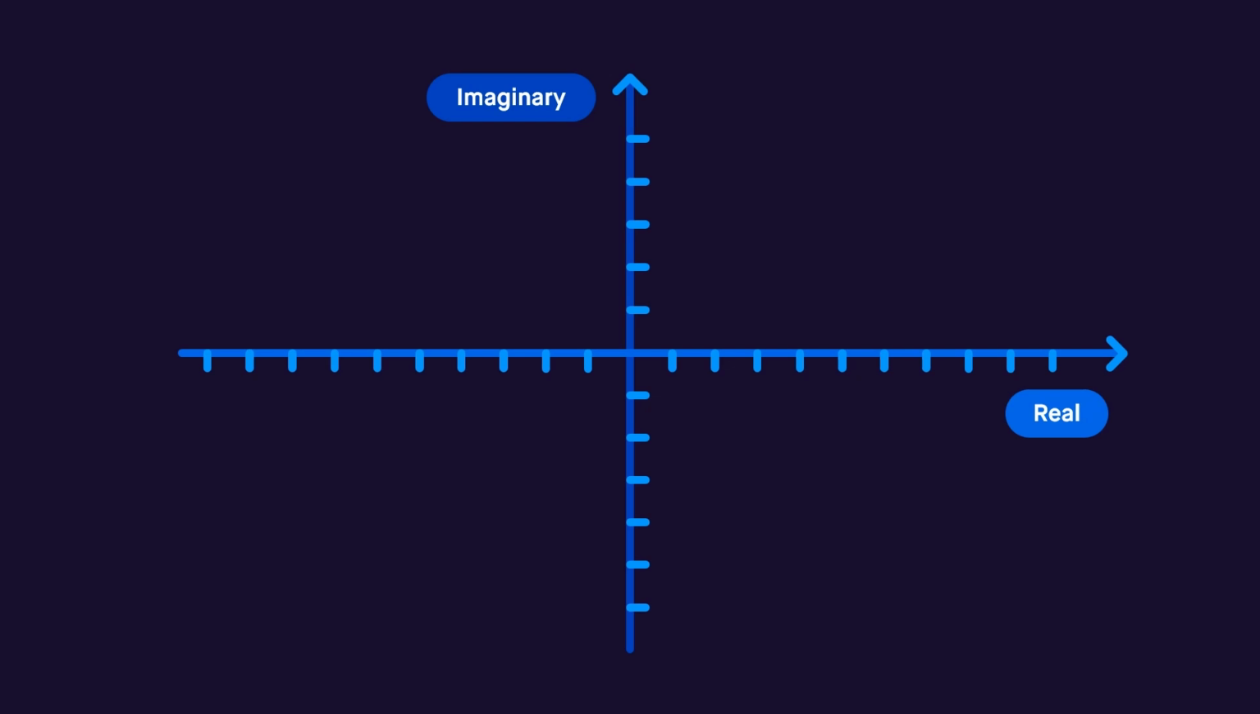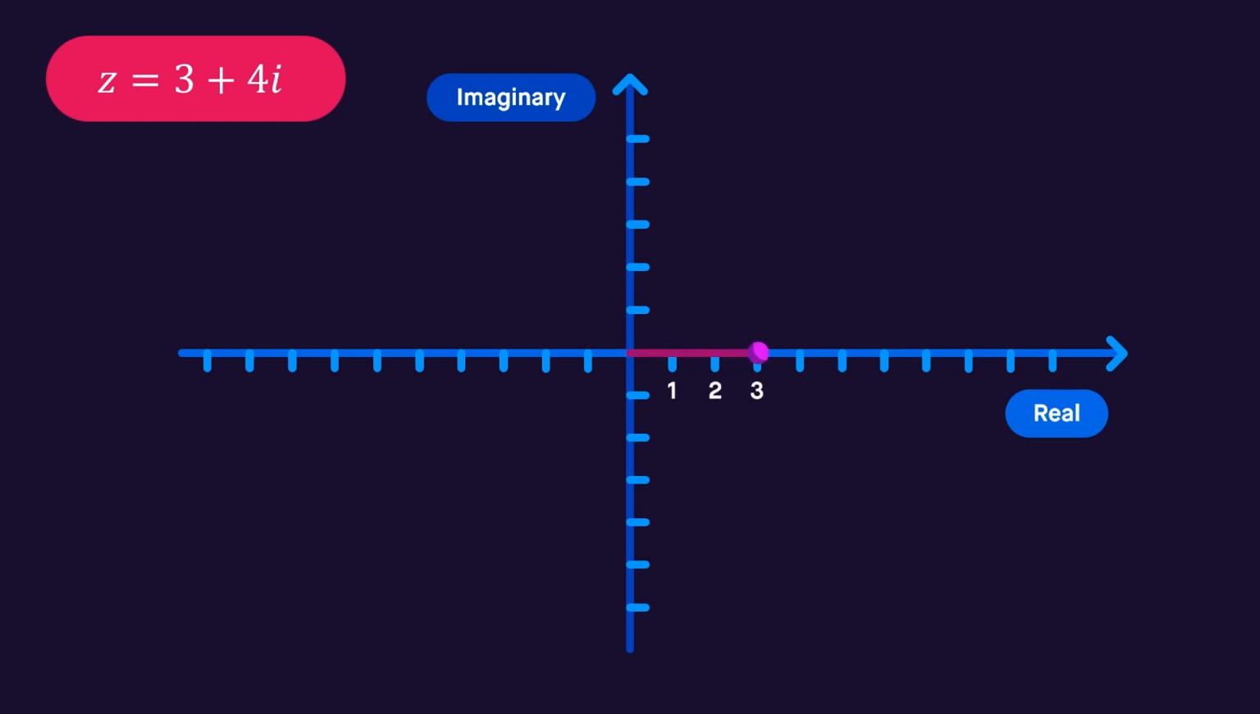As an example, we can take the complex number 3 plus 4i. In this case, a equals 3 and b equals 4. So we would go 3 out on the x-axis and 4 up the y-axis. If you draw a line from the origin (0,0) up to (3,4), you'll see it creates a right triangle with sides 3 and 4. This triangle helps us understand both the length and the direction of our complex number.